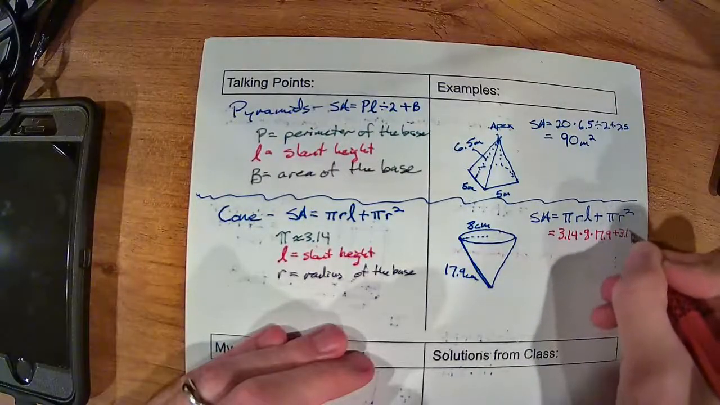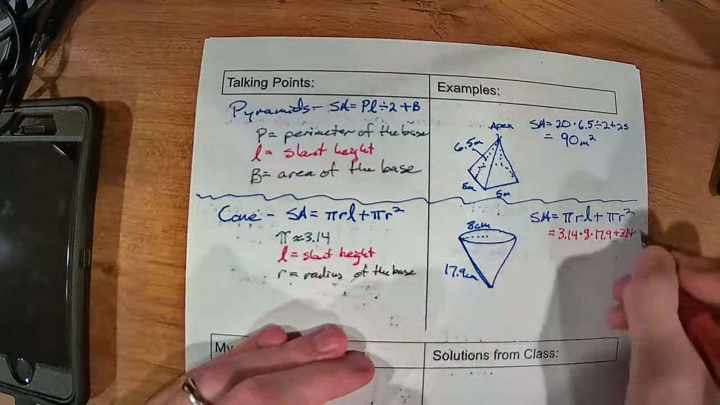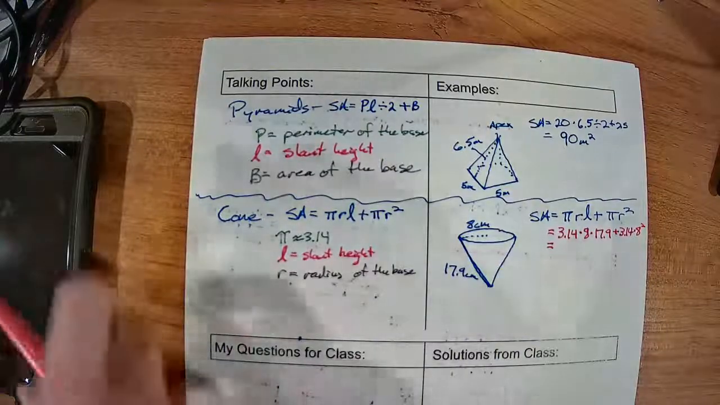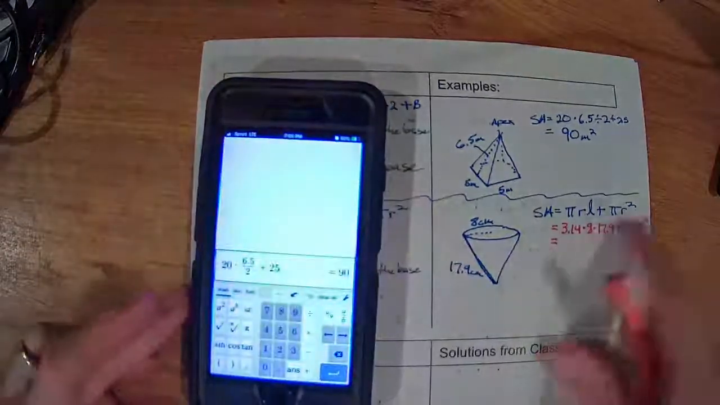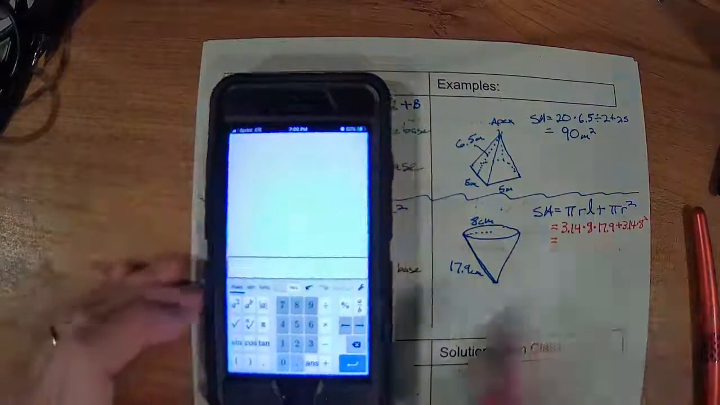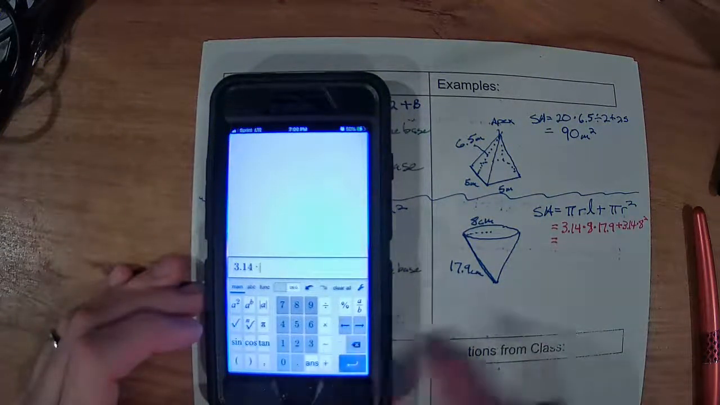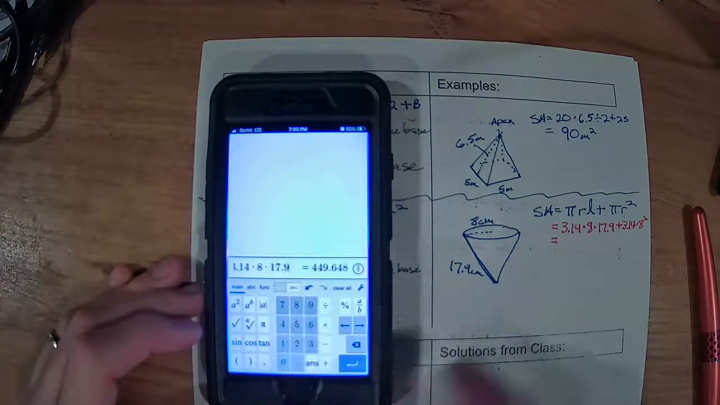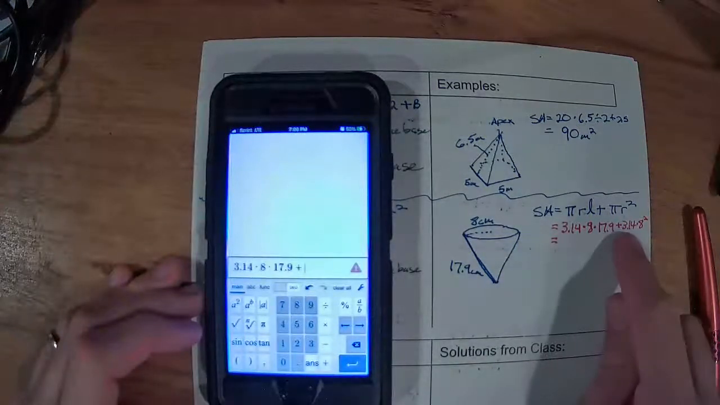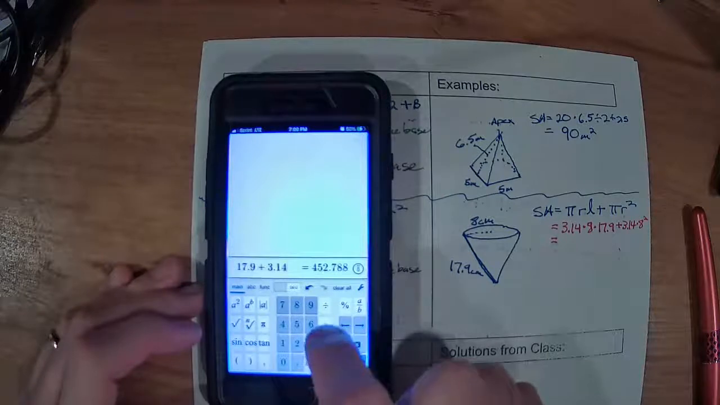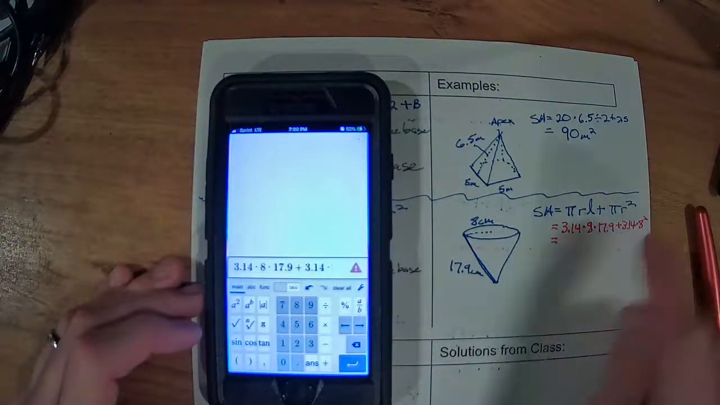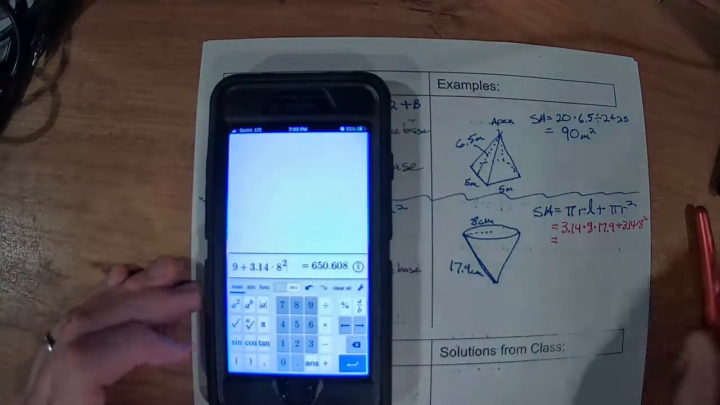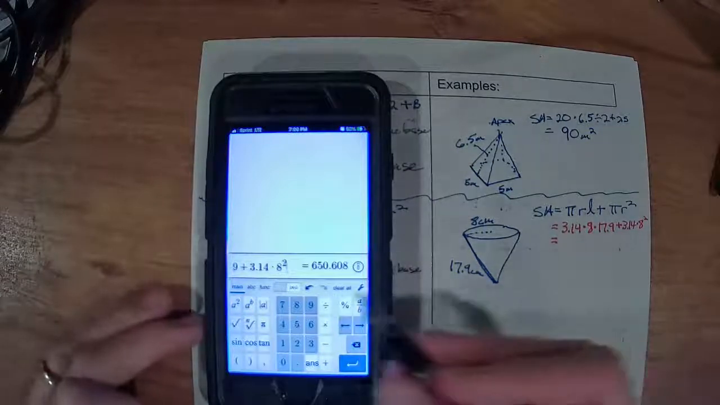Added on to pi, so 3.14, multiplied by our radius, in this case 8 squared. I'm almost out of space. Whew, just about didn't make it. Here we go. And again, when dealing with pi, it's going to be a lot easier if we just grab a calculator. So 3.14 multiplied by 8 multiplied by 17.9, added to 3.14 multiplied by 8 to the second power, because that is our radius measure. And in this case, we end up with a rather large surface area.